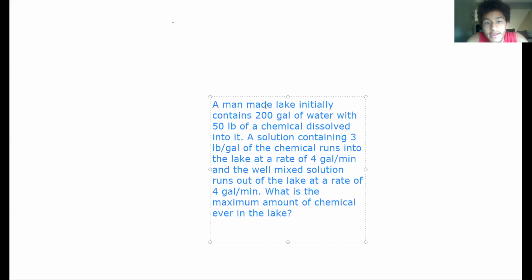A man-made lake initially contains 200 gallons of water with 50 pounds of chemical dissolved into it. A solution containing 3 pounds per gallon of the chemical runs into the lake at a rate of 4 gallons per minute, and the well-mixed solution runs out of the lake at a rate of 4 gallons per minute. What is the maximum amount of chemical ever in the lake?